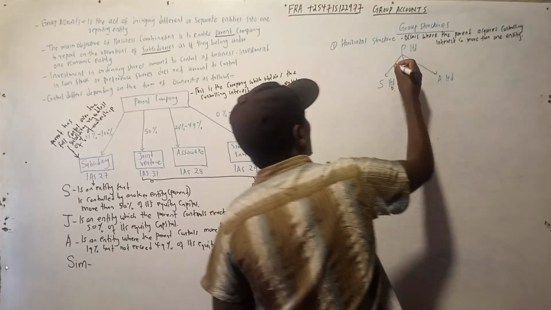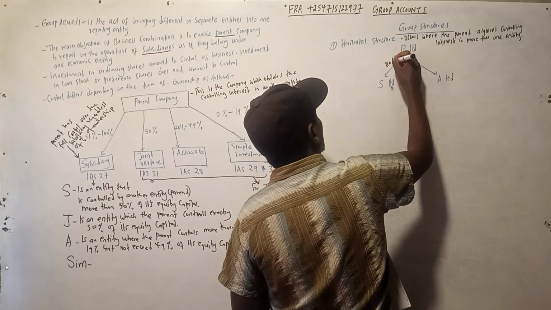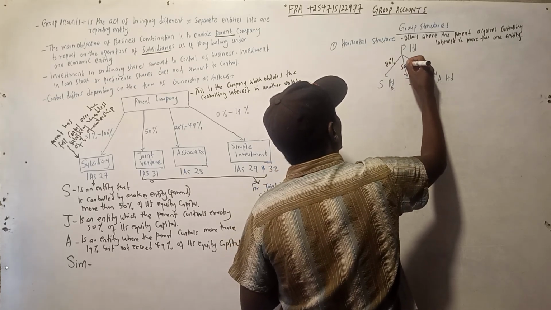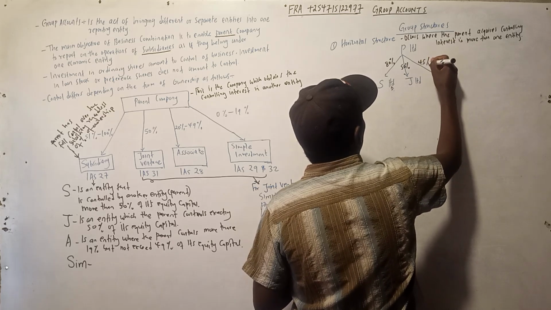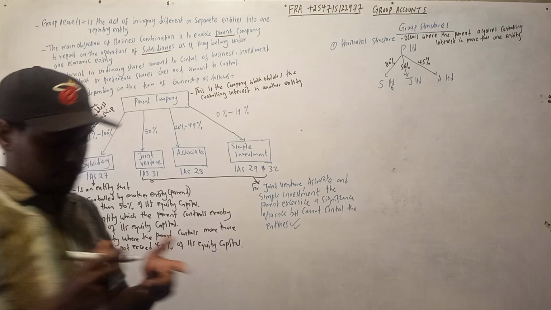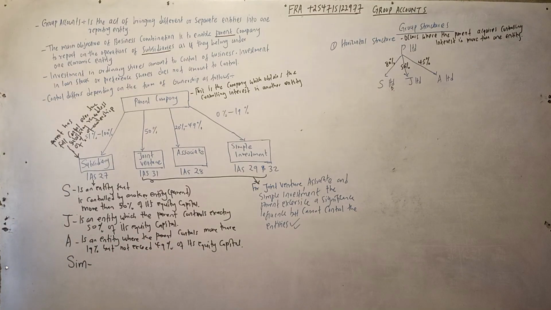So for example, hold 80% here as a subsidiary, 50% maybe as a joint venture, then 45% as an associate. So the P company controls S company 80%, also controls J company 50%, and A Ltd 45%. So that's a good example of horizontal structure. Then we have vertical structure.